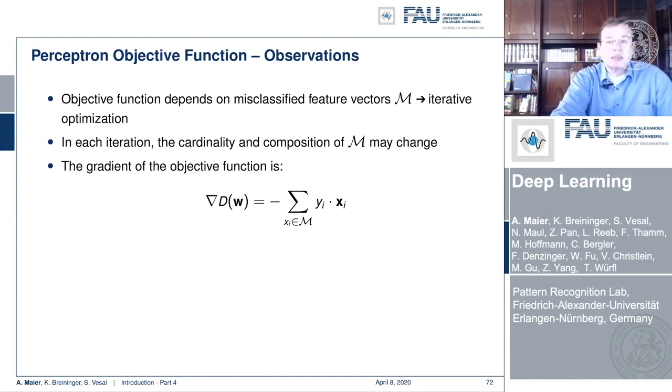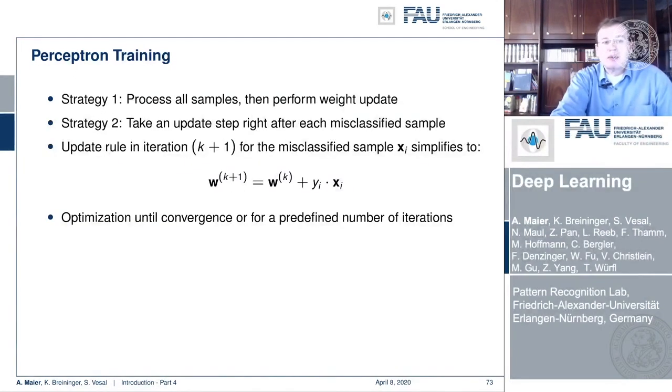Now, if you have calculated this gradient, strategy one would be to process all of the samples and then perform the weight update. Or strategy two is you take an update step after each misclassified sample and then directly update the weights. So you get an update rule for each iteration where, for the misclassified sample, it simplifies to: the old weights plus the misclassified sample multiplied with the class membership, and this gives you the new weights. Now you optimize until convergence or for a predefined number of iterations. This very simple procedure has a number of disadvantages, which we will look at at a later point in this class.